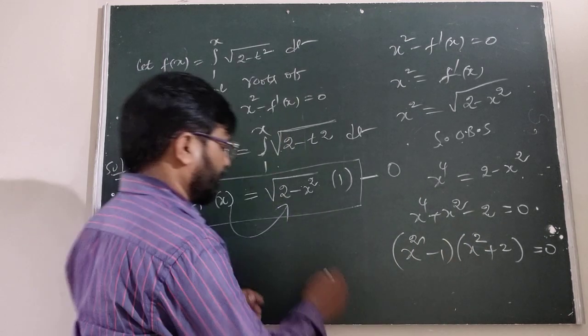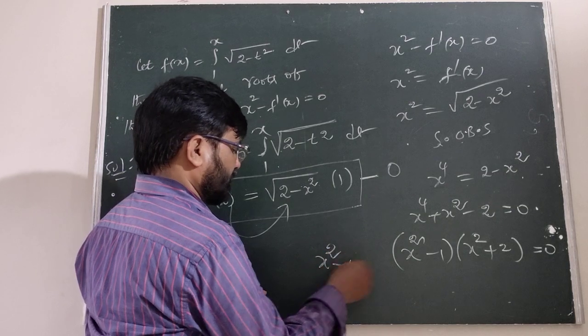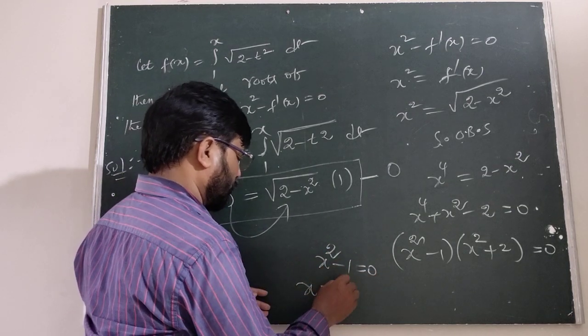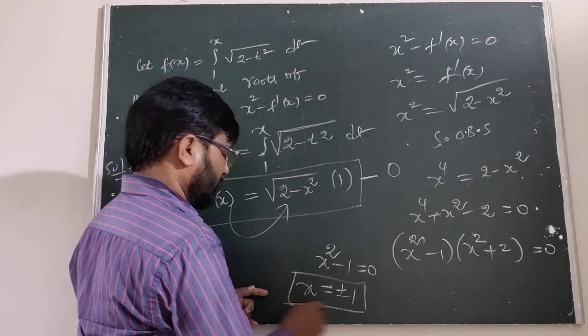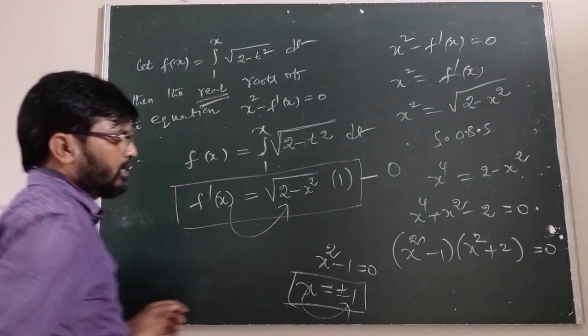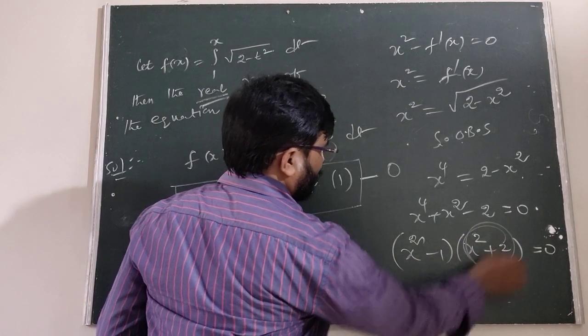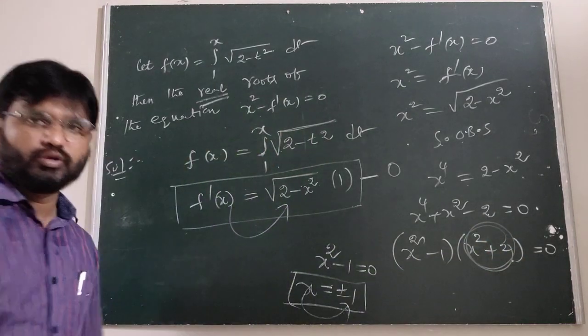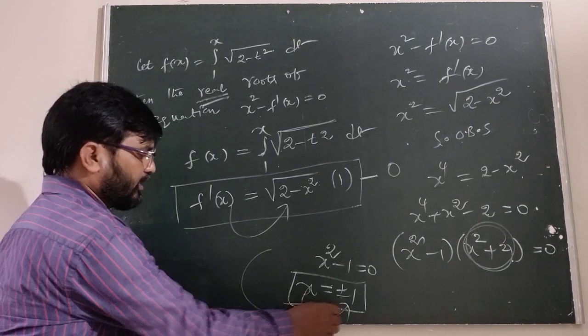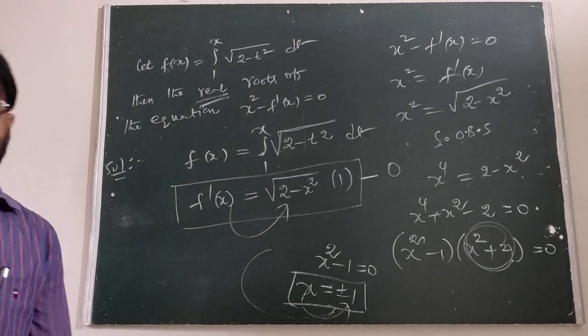The first factor equal to 0: x square minus 1 equal to 0, so x equal to plus or minus 1. These are the real roots. This is the imaginary root: x square equal to minus 2 is imaginary. What are the real roots here? Plus or minus 1. Okay.